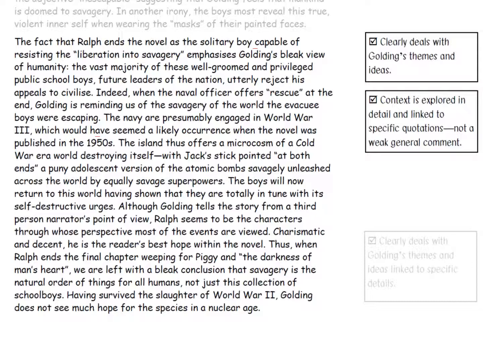Having survived the slaughter of World War II, Golding does not see much hope for the species in a nuclear age. Okay, it's not perfect. A couple of the quotations aren't quite right, but that does all of the things that an examiner would want to see. Now, in terms of the AO4, so the technical accuracy and the vocabulary, if there are any words in there and you weren't sure what they meant, why not look them up, because you know now how you would use them in a sentence.